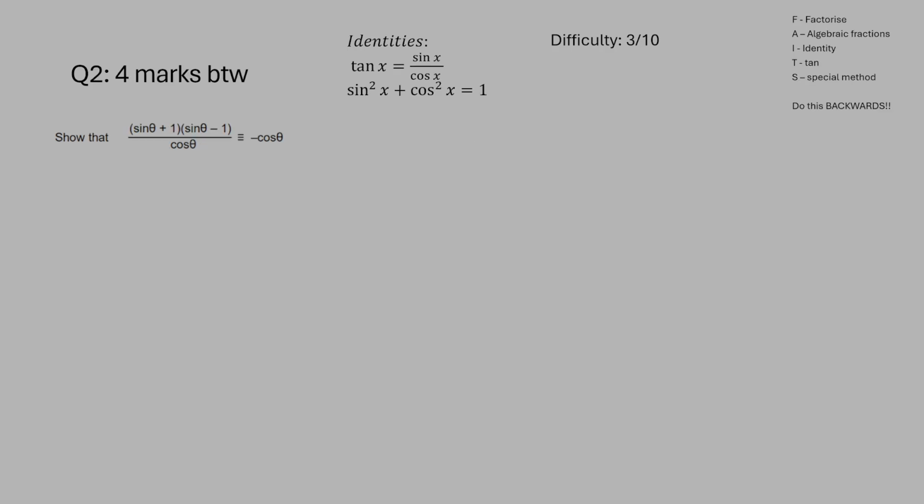Alright, next, this is a type of question where a special method is extremely useful because you could literally just expand this and then use the identity, and then that's the answer. That is 4 marks that you've easily got, considering that the last question was 3 marks, which was a lot longer.